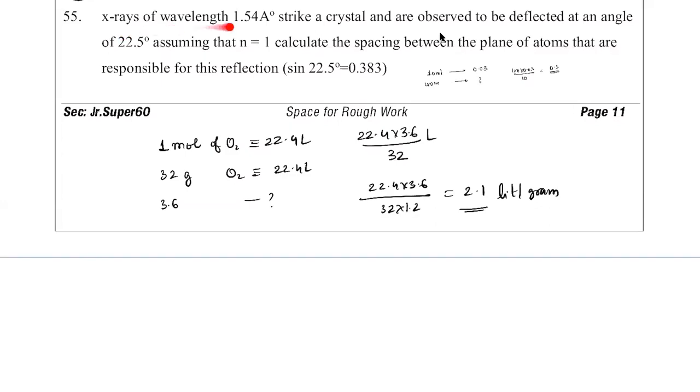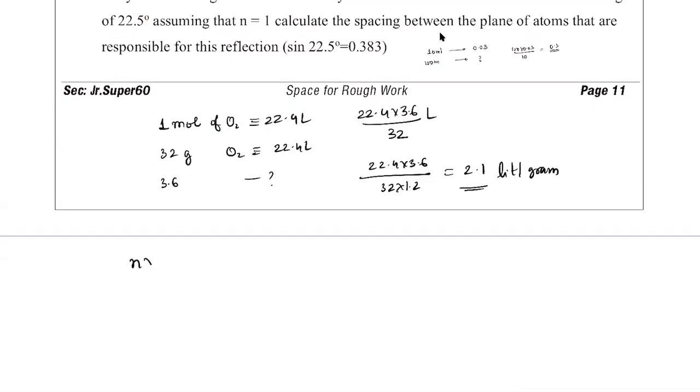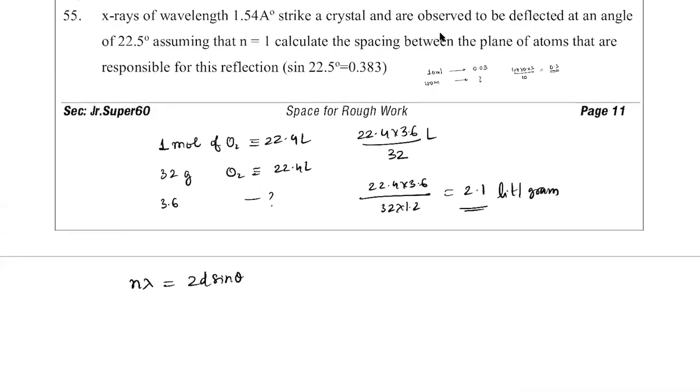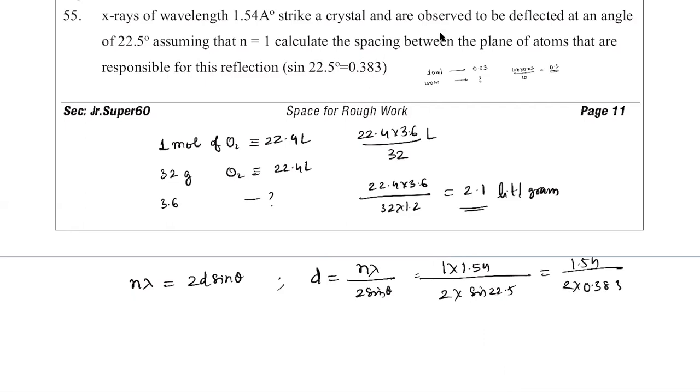Okay, let's see the next question here. It says X-rays strike at this lambda value, and the angle theta is given here. So we know the theta value and the n value. We just have to use Bragg's equation. If you recall, Bragg's equation is n lambda equals 2d sine theta. From here, d, the distance between the planes, is equal to n lambda by 2 sine theta. n is 1, lambda is 1.54, divided by 2 into sine of 22.5, which is 1.54 by 2 into 0.383.